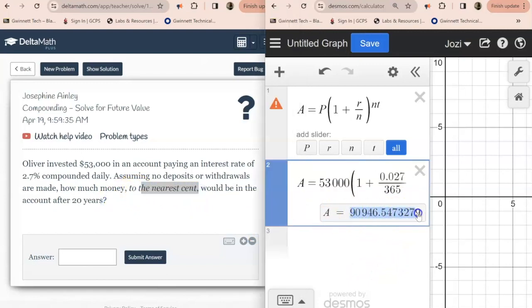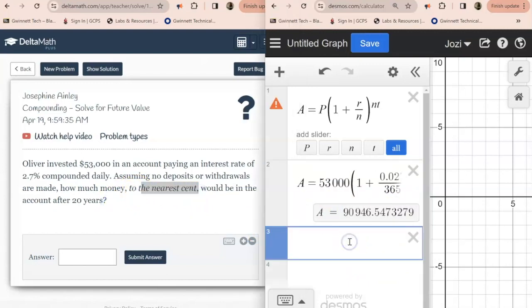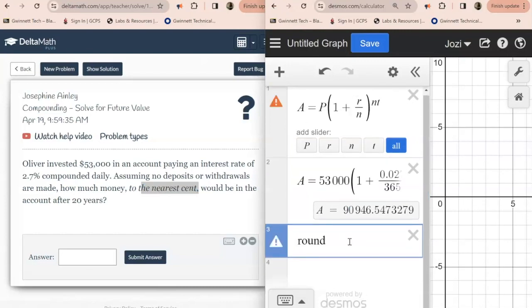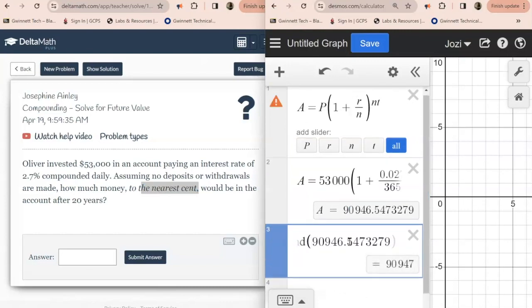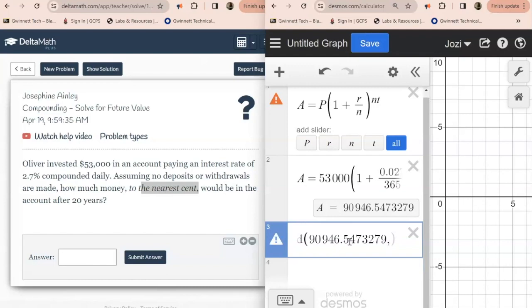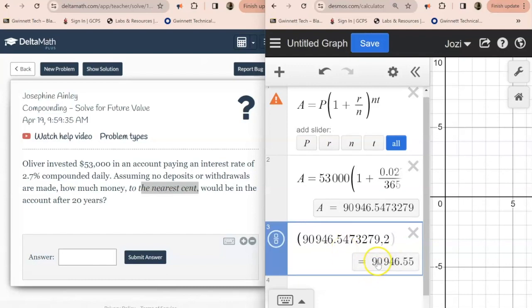So I need this number to the nearest cent. So hey, Mr. Calculator, I want you to round, parentheses, this number, comma, to the nearest cent. So cents is how many numbers? Two numbers. So two numbers after the decimal.